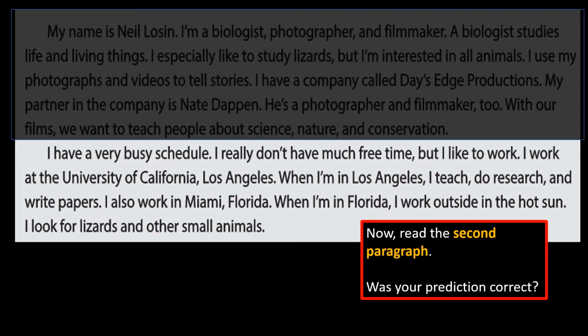Now remember what you thought when you read the first sentence. I have a busy schedule. You probably thought, we are going to read about his schedule. Did we read about his schedule? We didn't read about every day, but we read about his general schedule, his work in Los Angeles and his work in Florida. He sounds like a busy man.